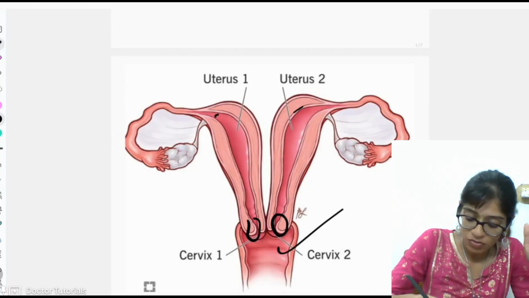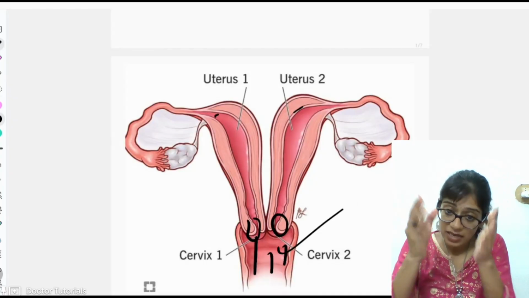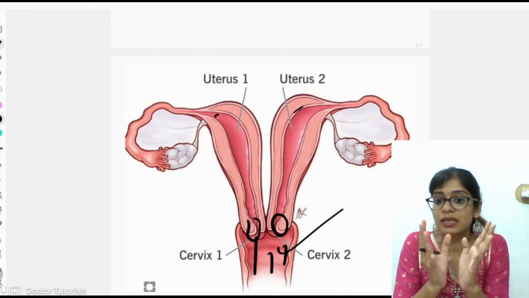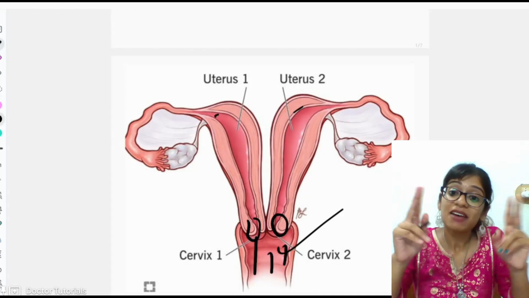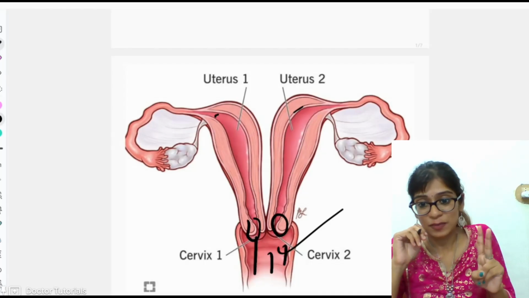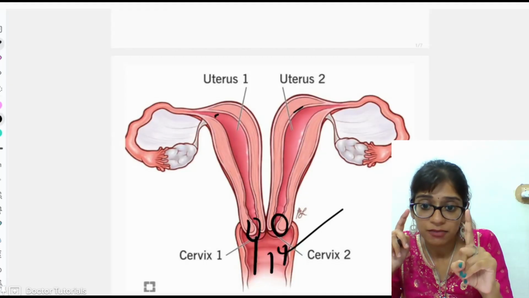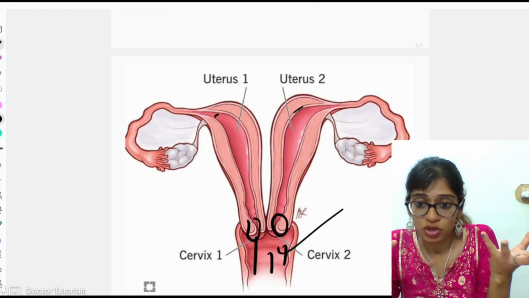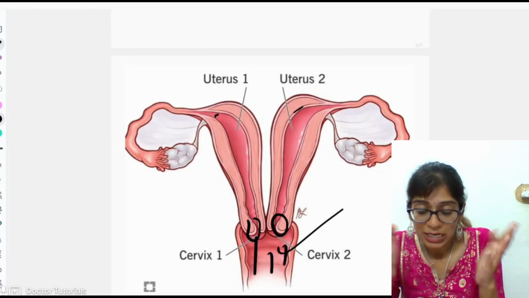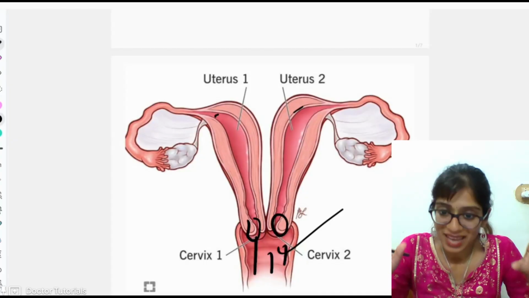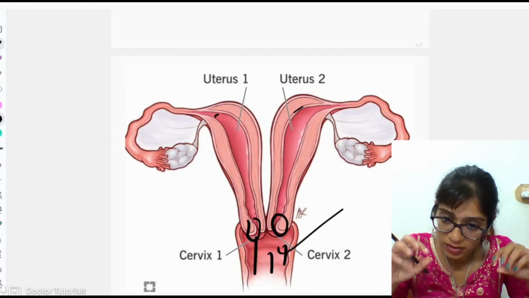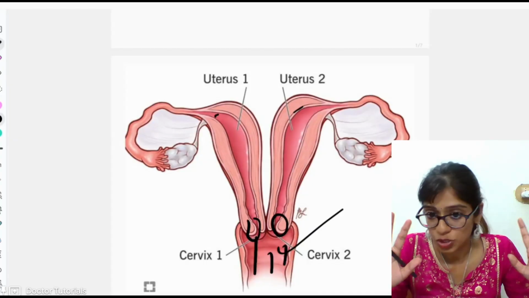In this picture only one vagina is shown. But in some women with two uteri, they might even have two vaginas. A very important picture. This is uterus didelphys, a uterine anomaly where the uterus will have two cavities, two cervix and sometimes two vaginas.